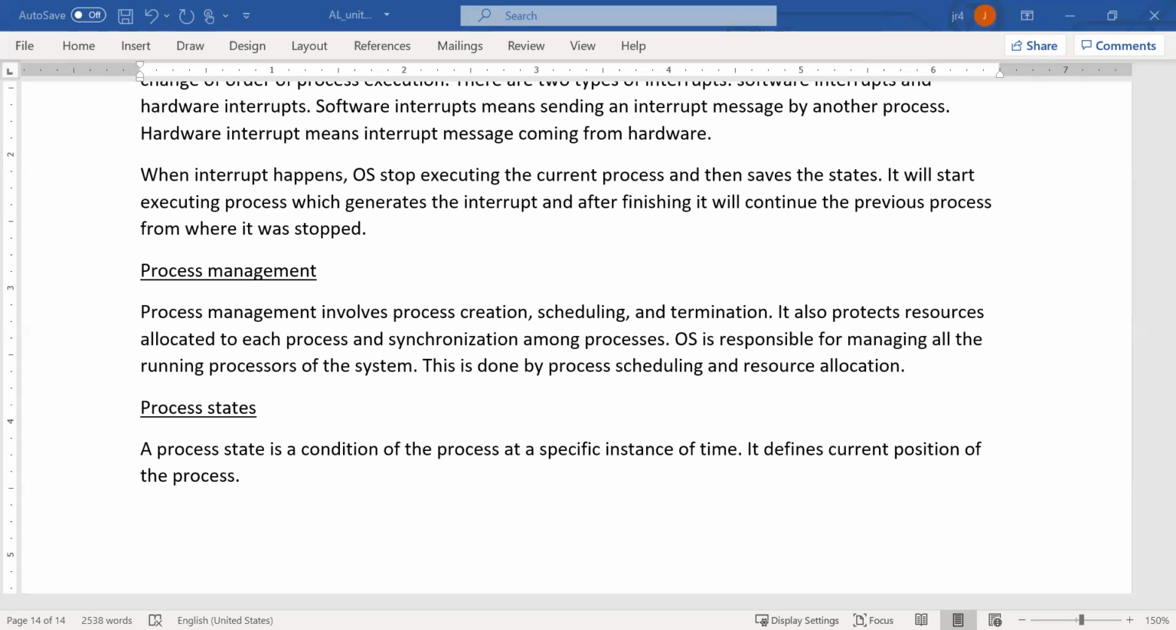What will happen in the diagram? So let's look at this. The process will be created. We said the process is in different states, right?